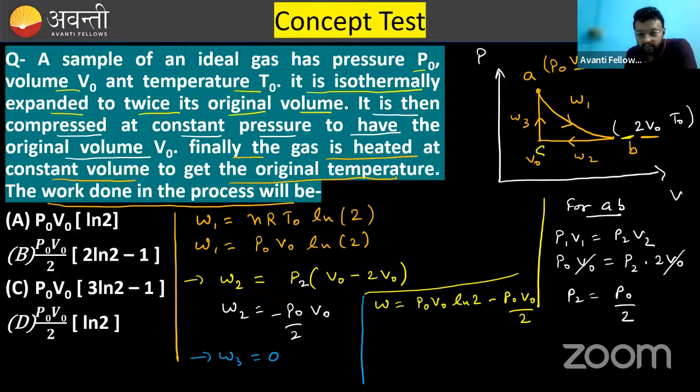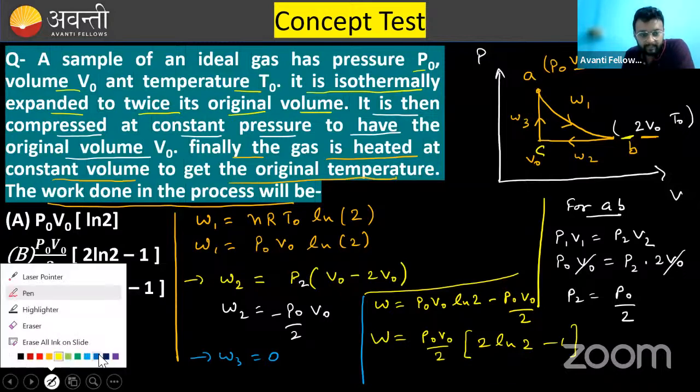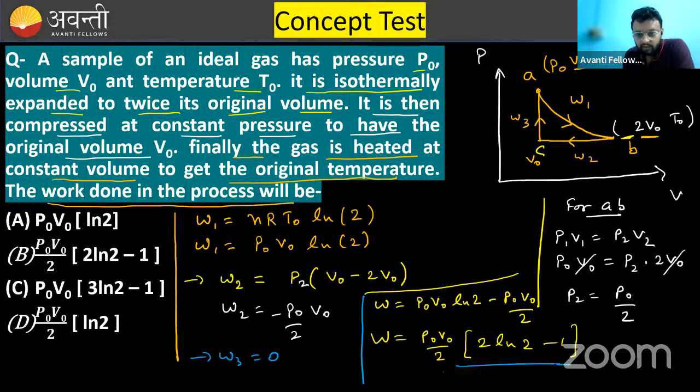Okay, you can take something common out of it. P naught V naught by 2. If you take it common, it will be 2 ln2 minus 1. This is total work done. Which option is correct then? P naught V naught by 2, 2 ln2 minus 1. This is option number B.